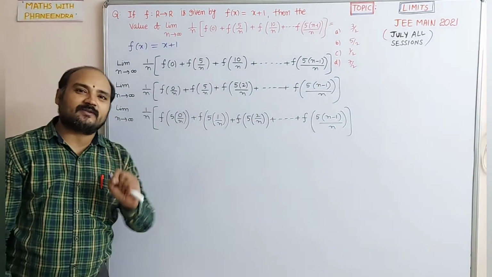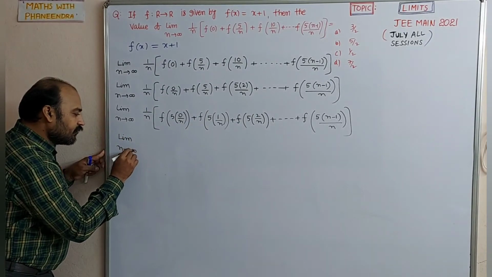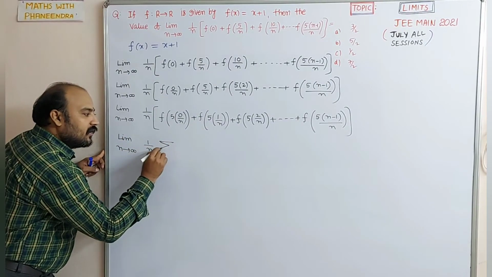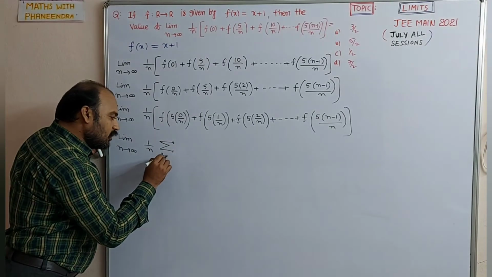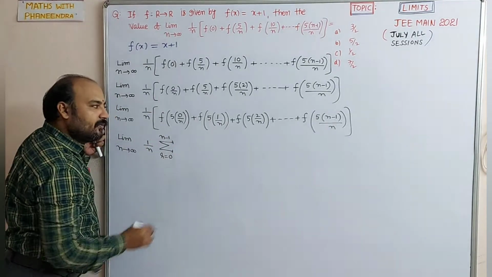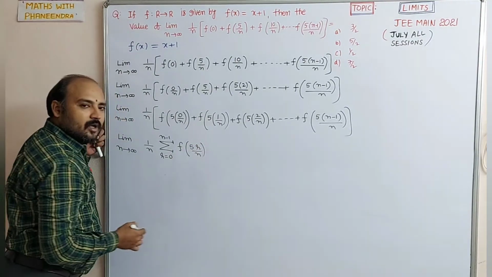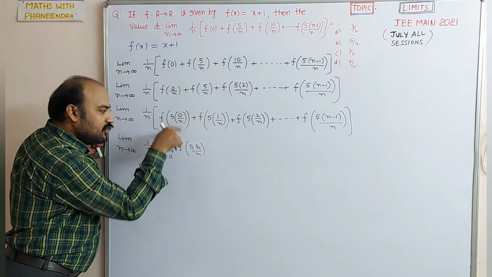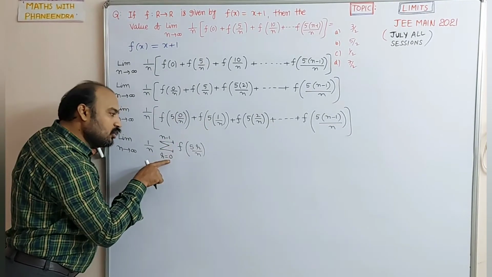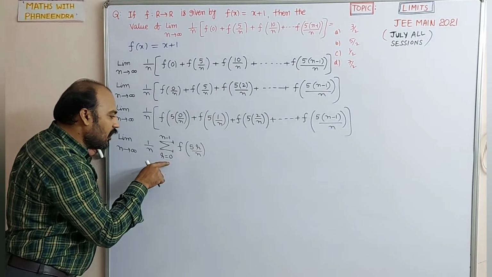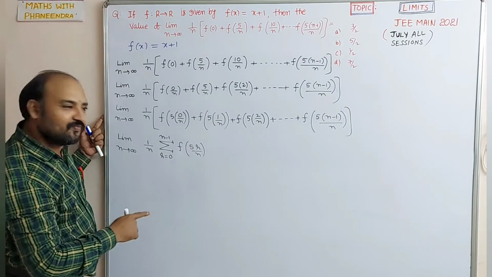So 5 multiples. We can write it as limit n tends to infinity 1 by n. This summation we can write as limit r is equal to 0 to n minus 1 f of 5r by n. See, r is equal to 0, substitute 5 into 0 by n. R is equal to 1, substitute 5 into 1 by n. R is equal to 2, substitute 5 into 2 by n, and so on. R is equal to n minus 1, substitute 5 into n minus 1 by n. Are you able to understand, all of you?